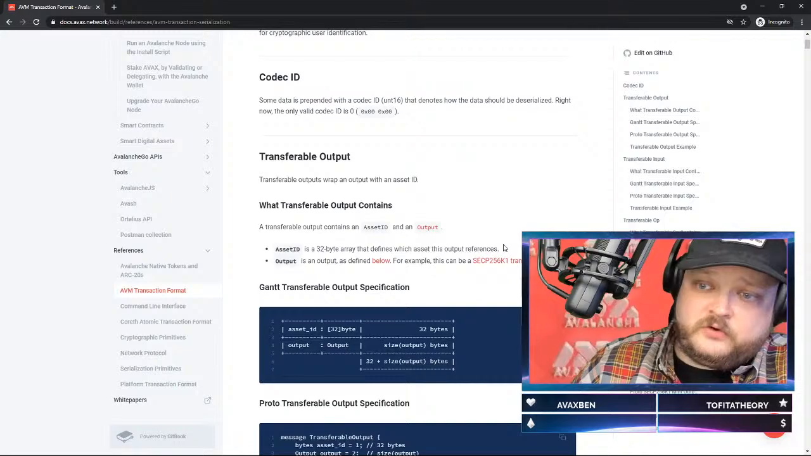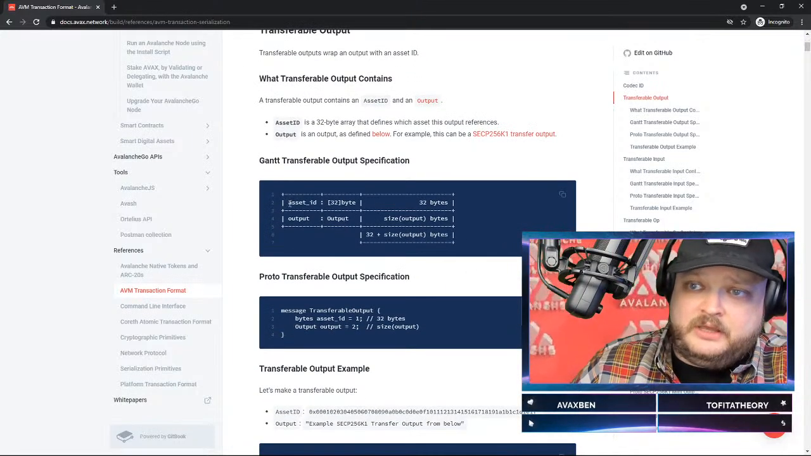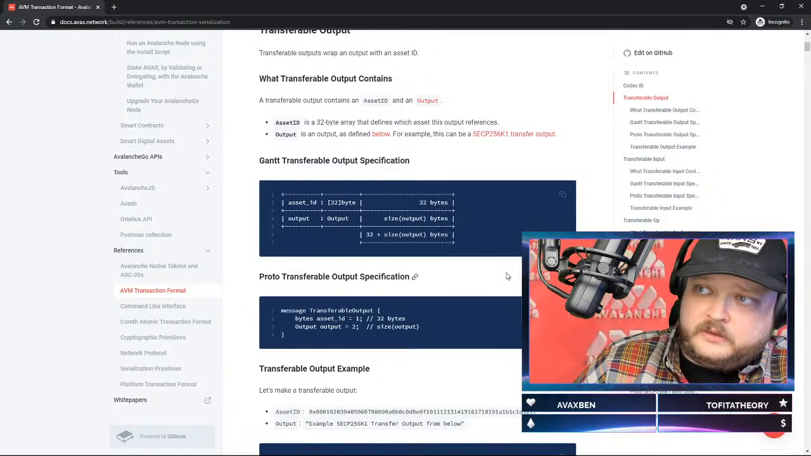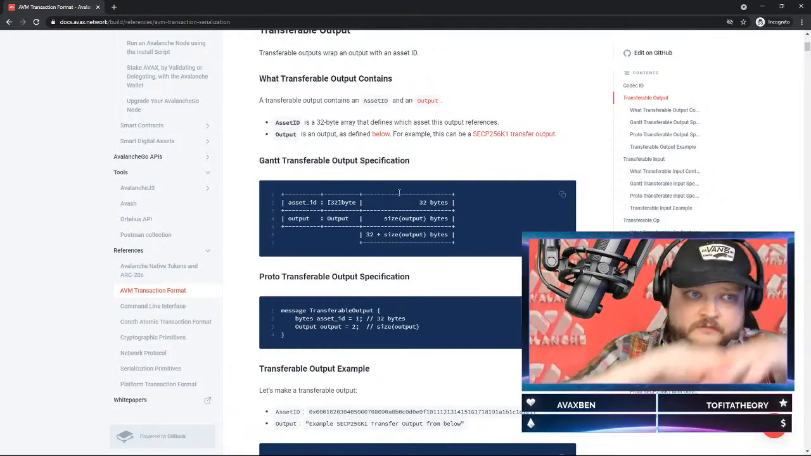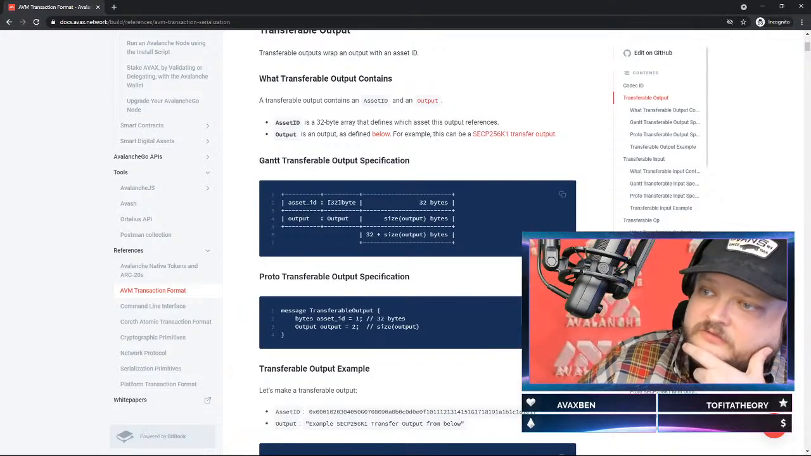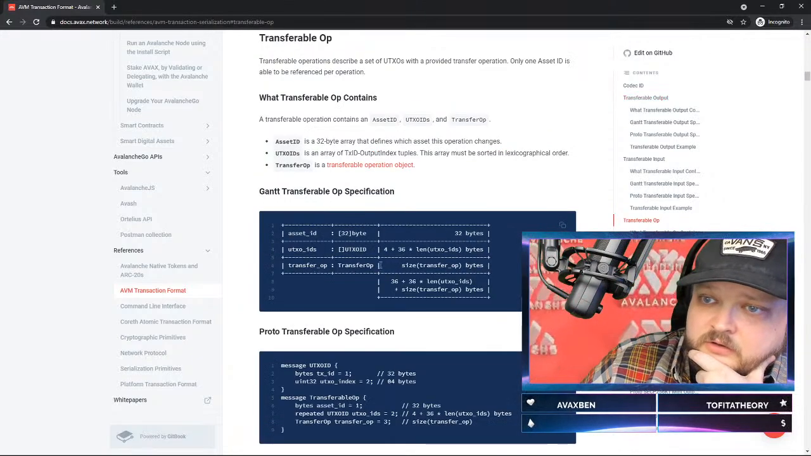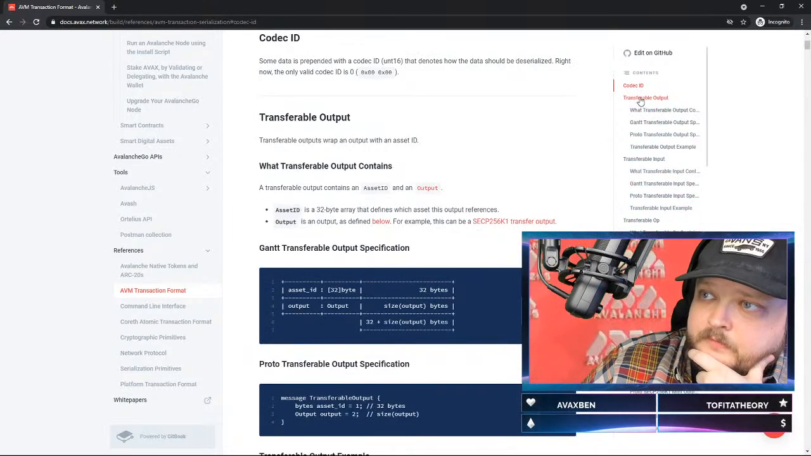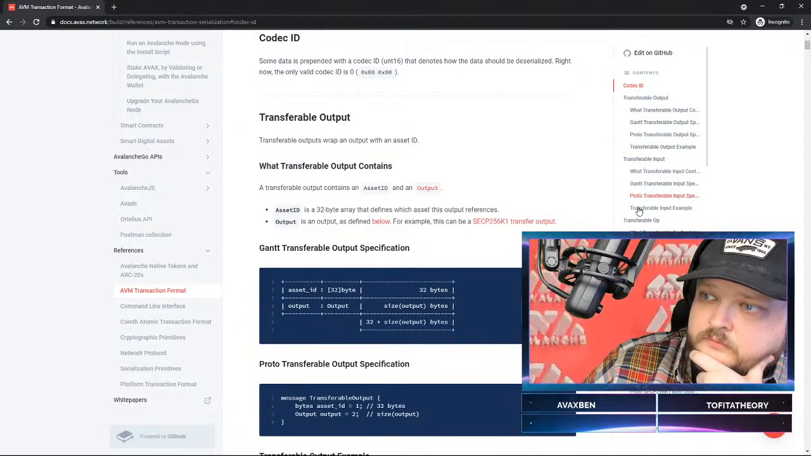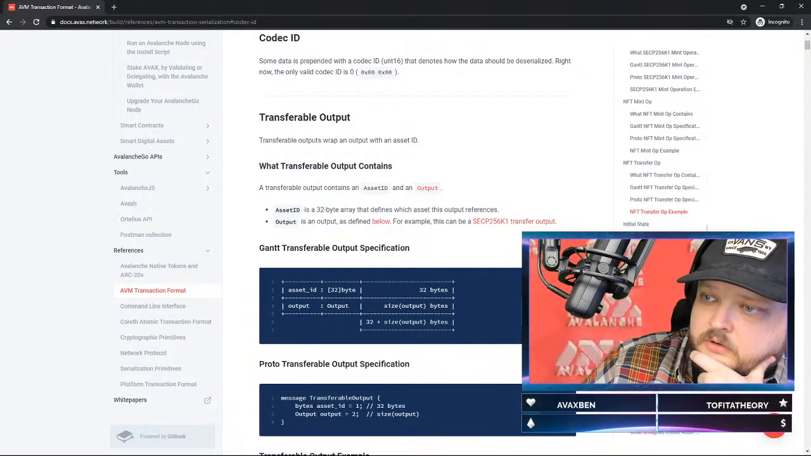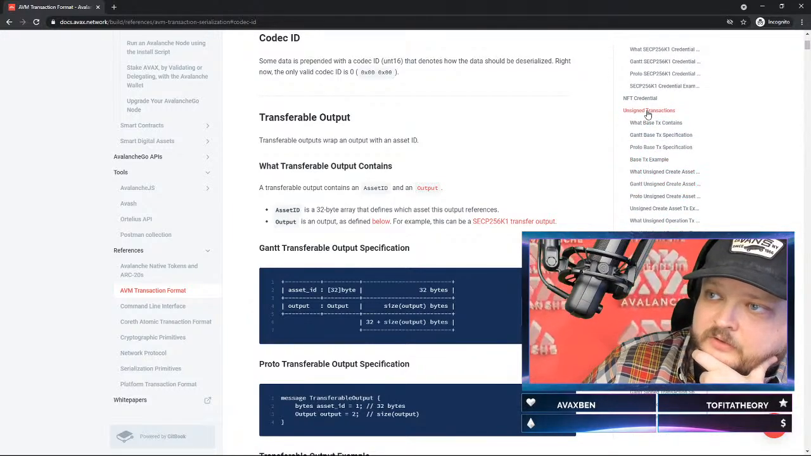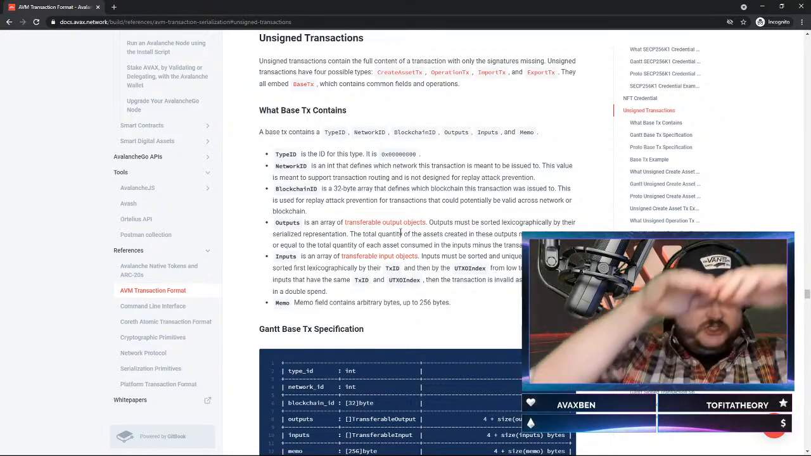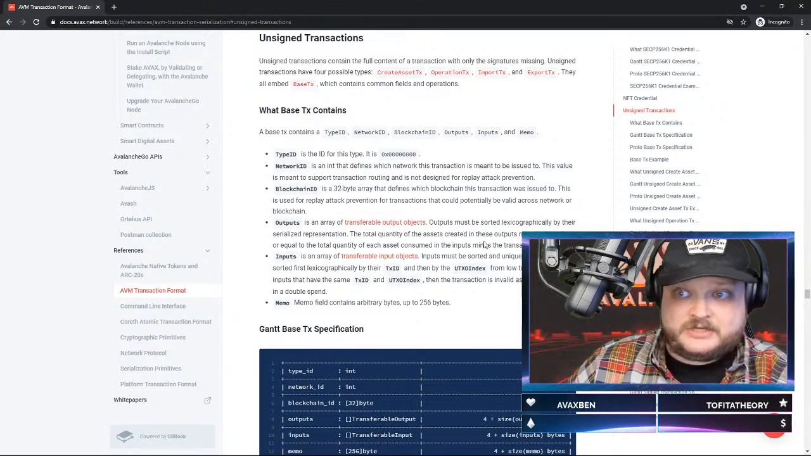But the overall transaction format for Avalanche is that you have this concept of an unsigned transaction, which is kind of like this general wrapper for all transactions, okay?